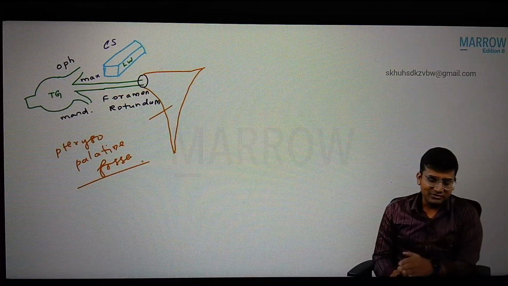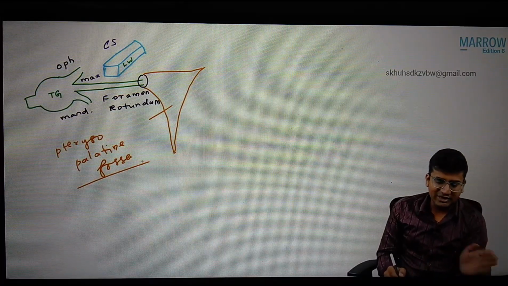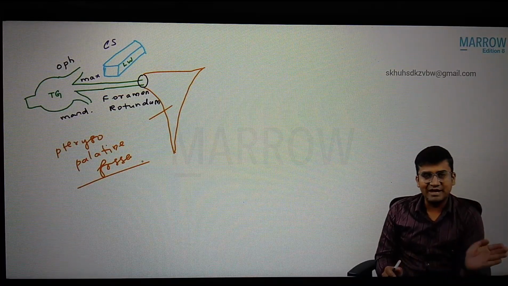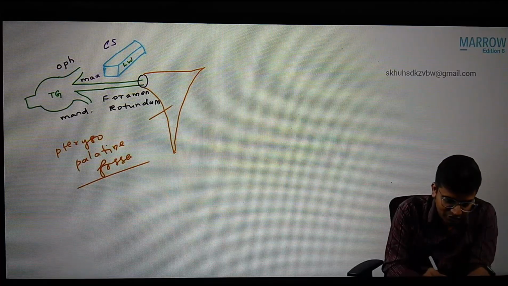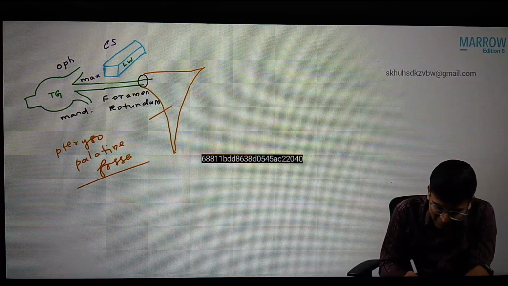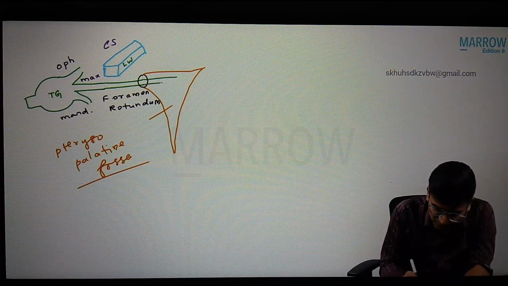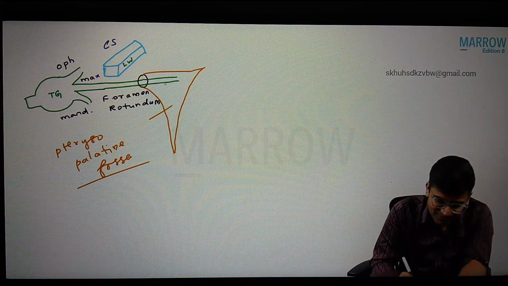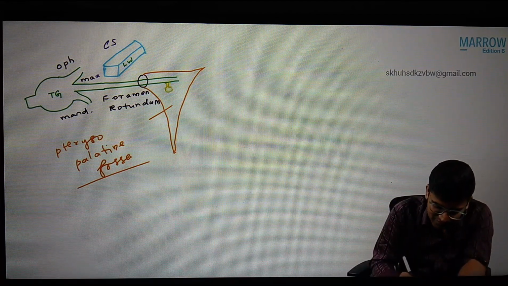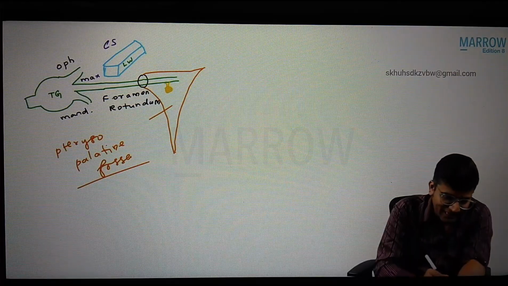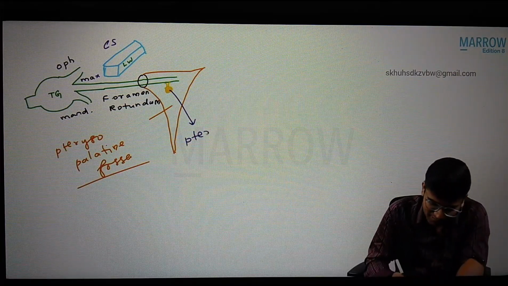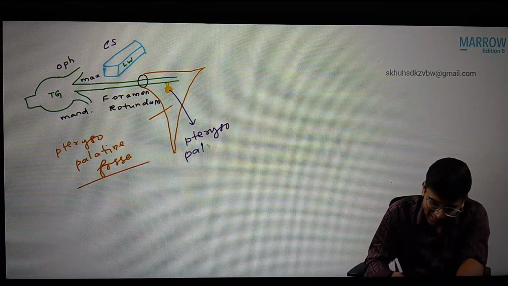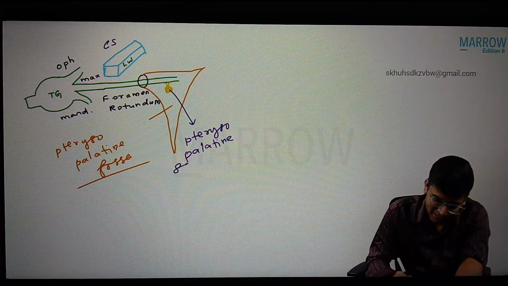Okay, so foramen rotundum is the junction between the cranial cavity and the pterygopalatine fossa. The maxillary nerve passes through foramen rotundum and enters the pterygopalatine fossa. In the pterygopalatine fossa, the maxillary nerve is suspending one ganglion, that is our pterygopalatine ganglion, or sphenopalatine ganglion.